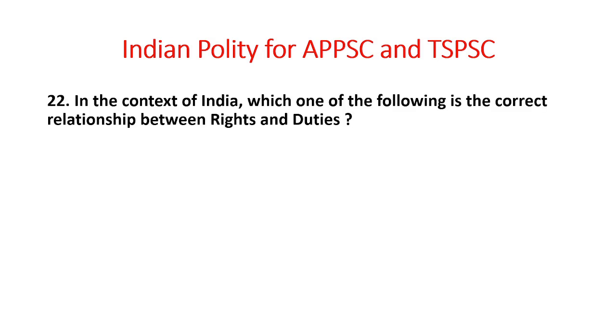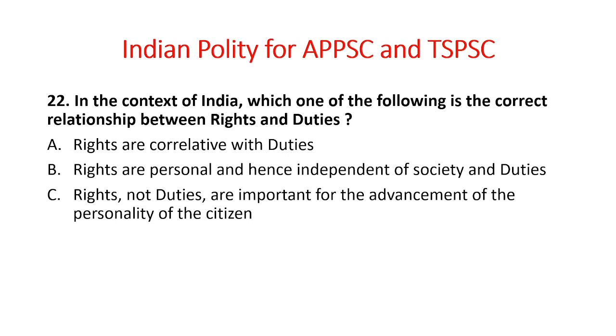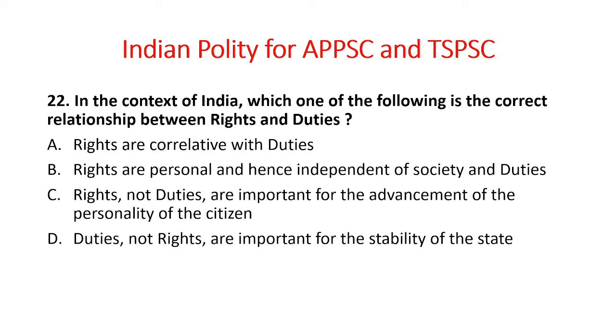Next. In the context of India, which one of the following is the correct relationship between rights and duties? And the options are: rights are correlative with the duties; rights are personal and hence independent of society and duties; rights, not duties, are important for the advancement of the personality of the citizen; duties, not rights, are important for the stability of the government. In the context of India, okay, what is the correct relationship between rights and duties? It is rights are correlative with duties.